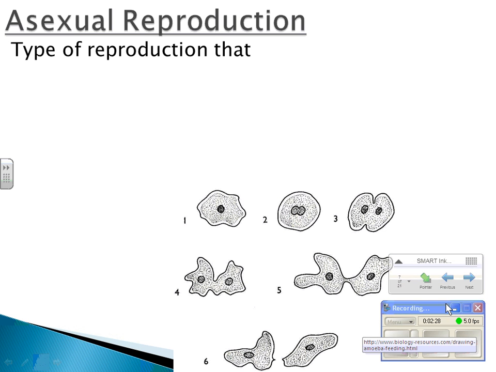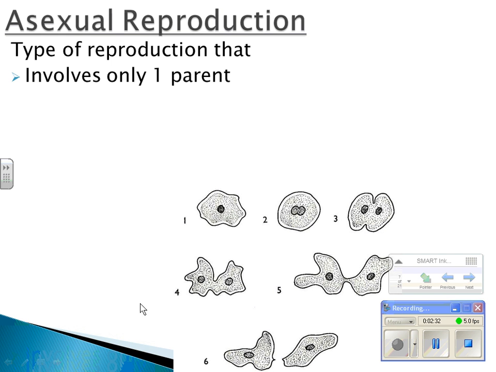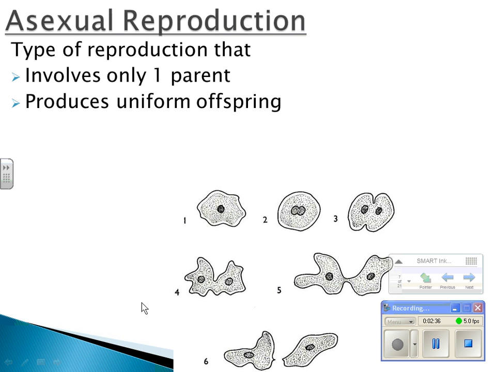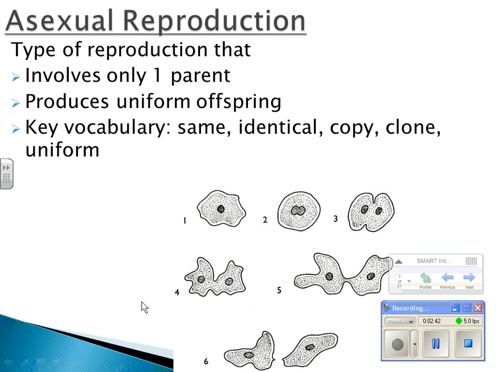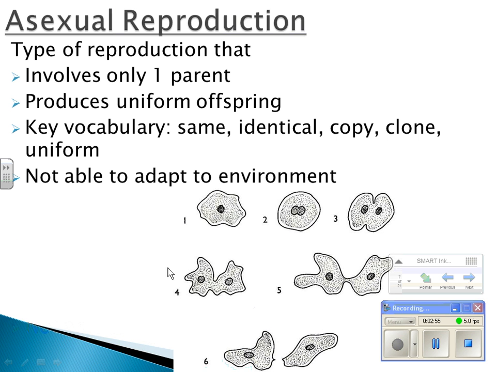Asexual reproduction is a type of reproduction that involves only one parent. It produces uniform offspring, meaning they look exactly like their parents. Key vocabulary here for asexual reproduction: same, identical, copy, clone, uniform of the parent. They are not able to adapt to the environment.